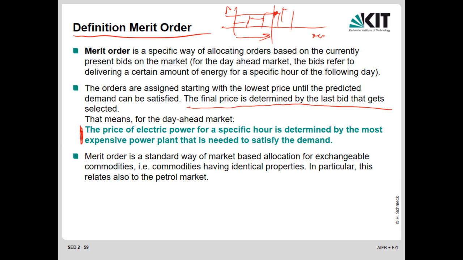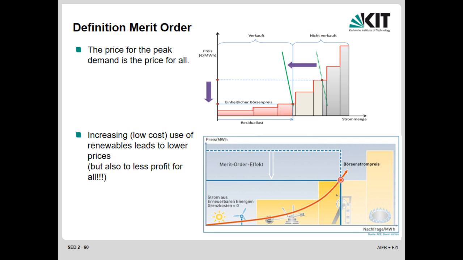And so on the next slide, I have a few diagrams for that. Merit order is one of the standard ways of allocating bids to the market, and so this is used in many different situations. Now, again, what does it mean?